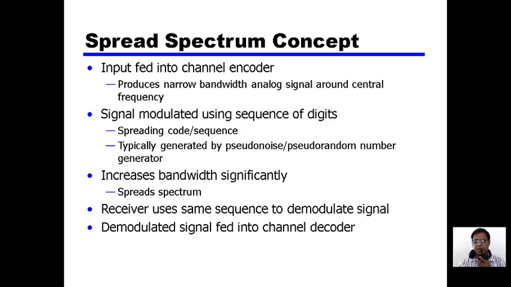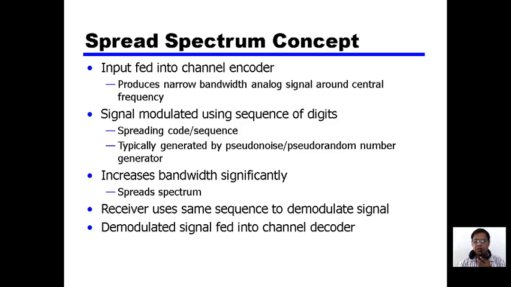The spread spectrum concept explains that the input is fed into the channel encoder. We studied the encoder, decoder, multiplexer, half adder, full adder. So the signals are encoded by the channel encoder, which produces a narrow bandwidth analog signal around a central frequency. The signals are encoded and pass through the bandwidth around the central frequency, transmitting at some specified frequency.